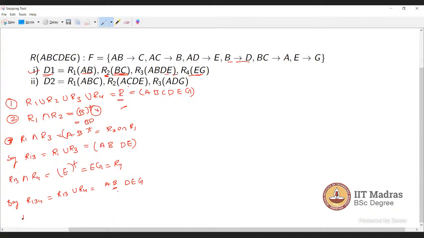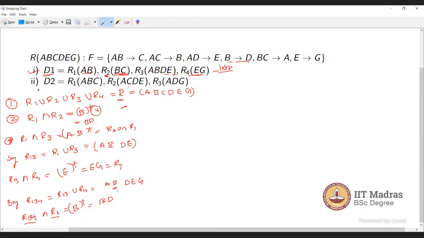No, no, we are checking for R134 intersection R2. R2 is BC, and here the common attribute is B, right? Now, if we take the closure of B, we are getting BD only. Yes. So we are not getting R134 or R2. So it is a lossy join. Lossy decomposition. Okay, so what if we take this, then we determine C. Okay, so still we cannot determine.